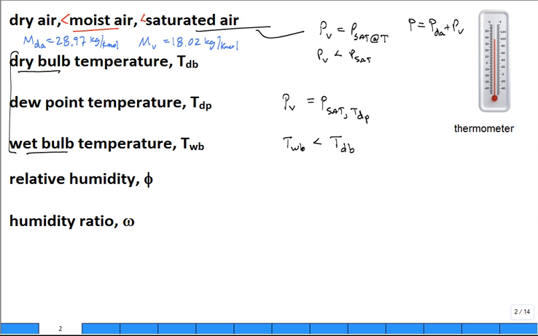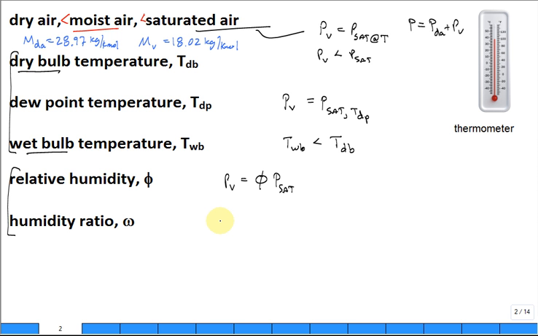So those are the 3 temperatures. There's 2 humidities. The relative humidity, phi, is defined in terms of mole fractions, but we use it in terms of the vapor pressure. So the vapor pressure is equal to the relative humidity times the saturation pressure. How far or how close you are, it's relative to being saturated air. So if you have dry air, it's 0% relative humidity. If you have saturated air, it's 100% relative humidity.